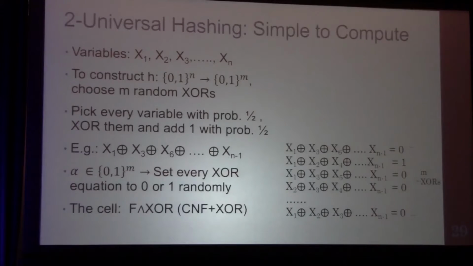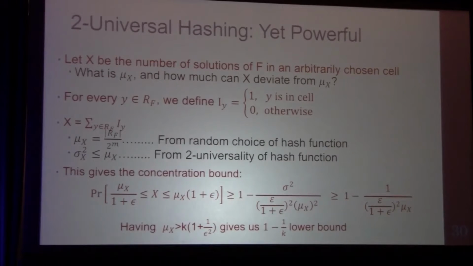So this is as simple as that as far as implementing is concerned, and it has very nice properties. In particular, Kuldeep is going to use this property: suppose the number of solutions in an arbitrarily chosen cell is some random variable x. What is the mean and variance of the number of solutions in the cell? Ideally, we would like all the cells to have almost equal numbers of solutions. That was the whole purpose of partitioning using these random hash functions.